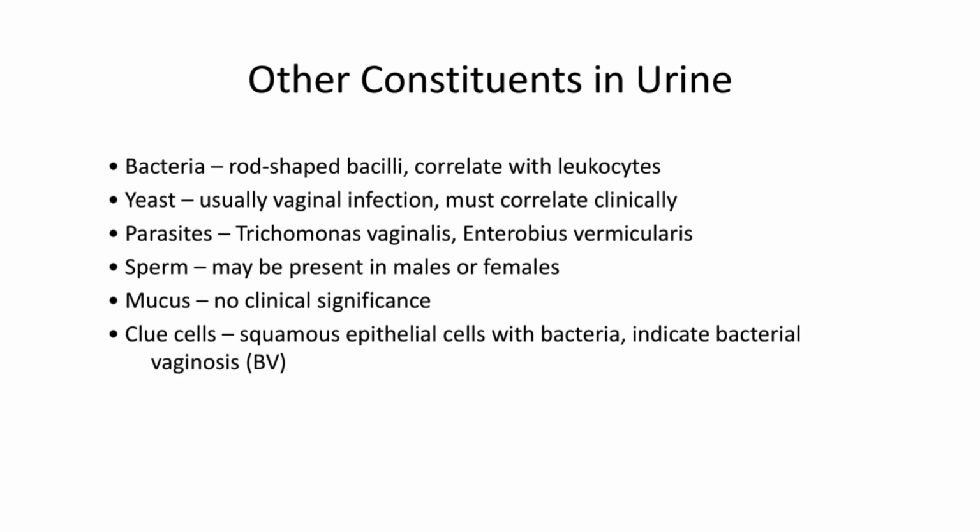Yeast is often associated with vaginal infection and must be confirmed with clinical findings. Parasites such as Trichomonas vaginalis or Enterobius vermicularis may also be detected. Sperm can occasionally be seen in both males and females. Mucus may appear but is of no clinical significance. Clue cells, which are squamous epithelial cells with bacteria adhering to their surface, indicate bacterial vaginosis.